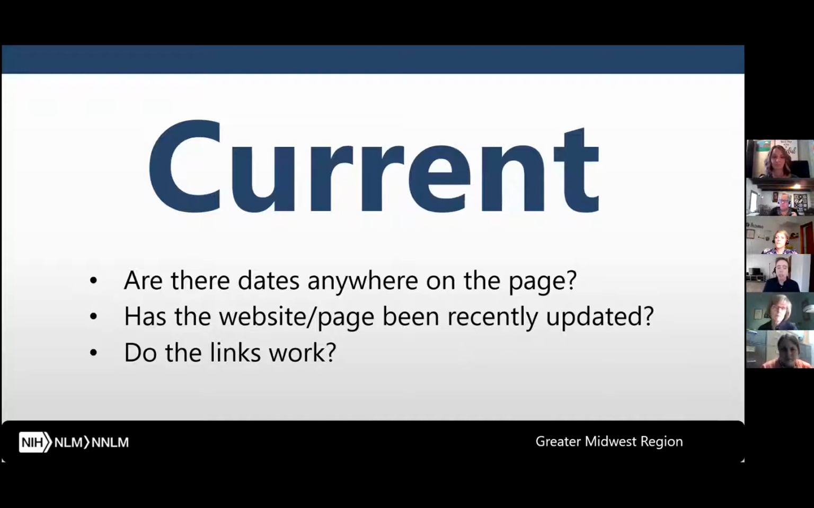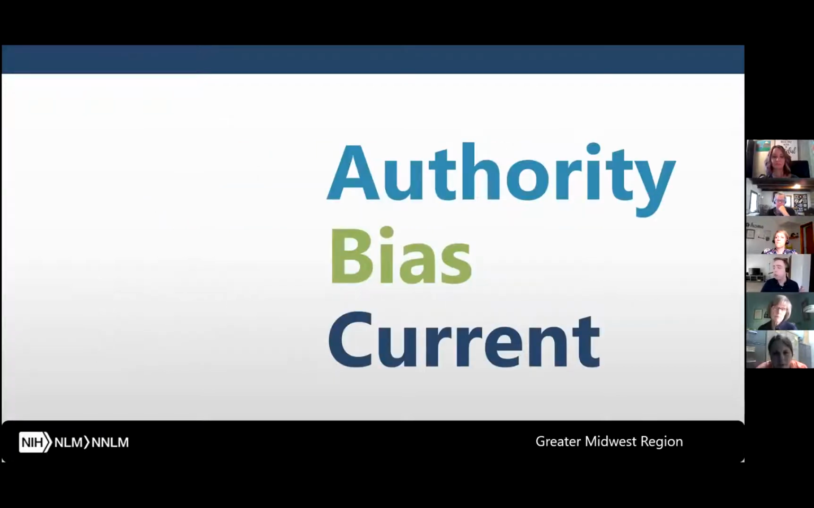And lastly, do the links work? Broken links are a sign that the website is not being well maintained, which may mean that the information is also not being maintained itself. So those are our ABC components to remember: authority, bias, and current. I think the slides will be given out to participants, so you'll have the list on there and also the questions.